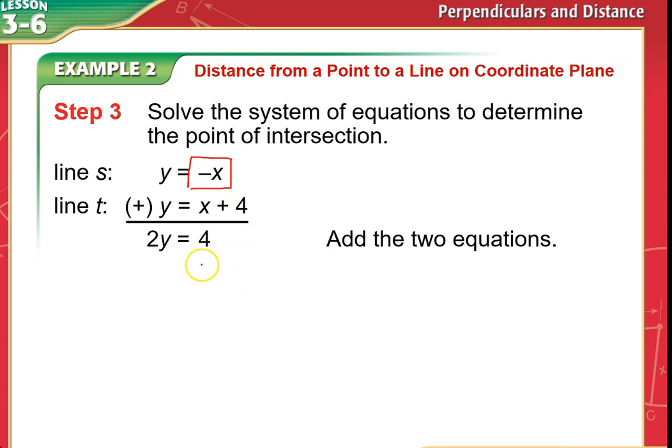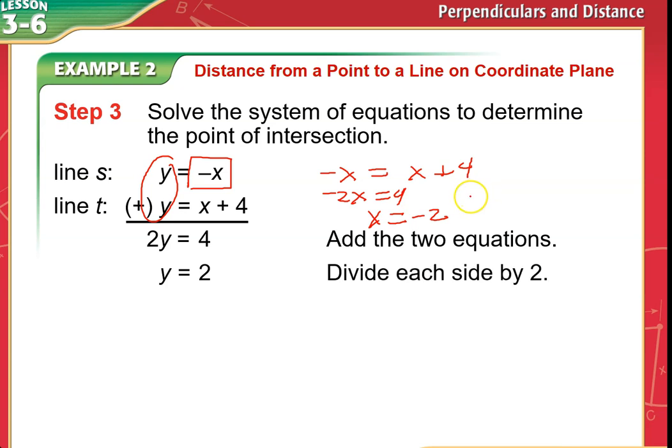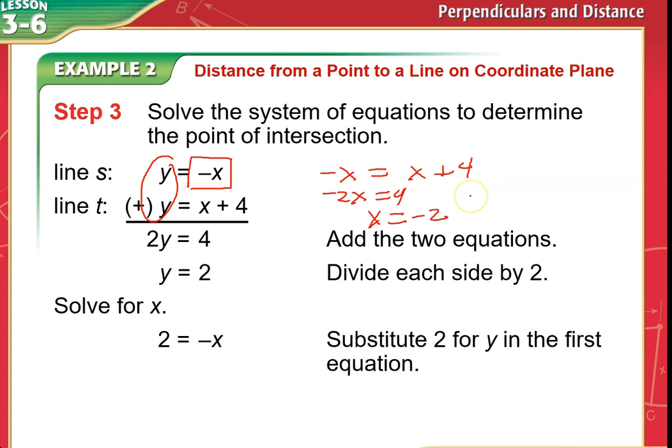And the x's are going to cancel, and you get 2y is equal to 4. Another way of doing this is to take your two equations, negative x, and set it equal to x plus 4. And therefore we get negative 2x is equal to 4, x is equal to negative 2. Okay? So we get y equals 2. And then once you have y equals 2, we're going to solve for x, and therefore we get x equals negative 2. Okay? But I solved it this way first for x, and then we'd solve it for y.